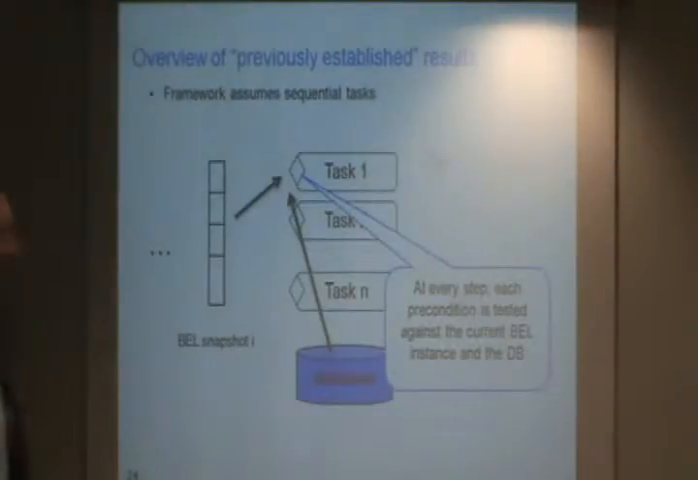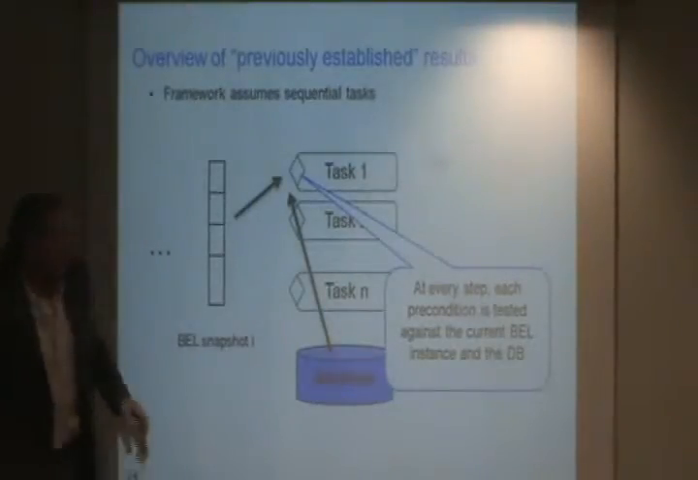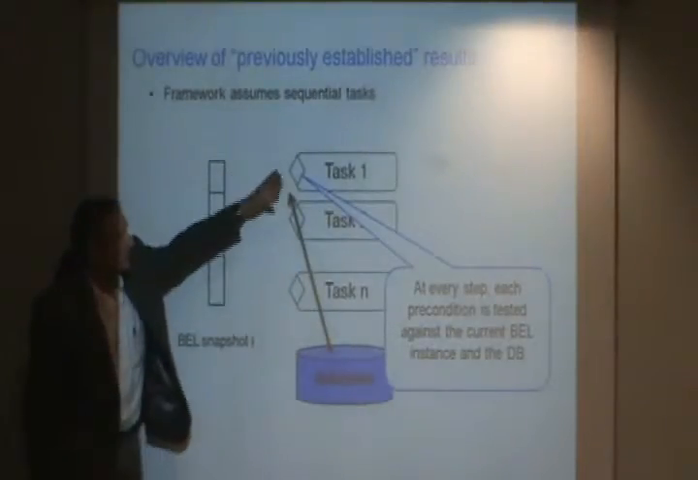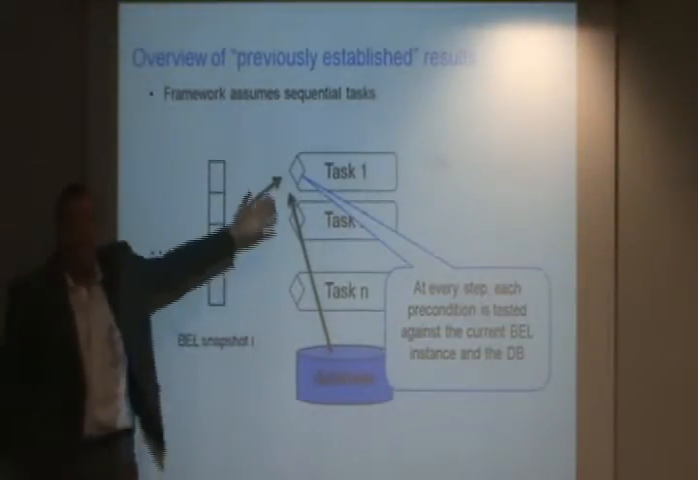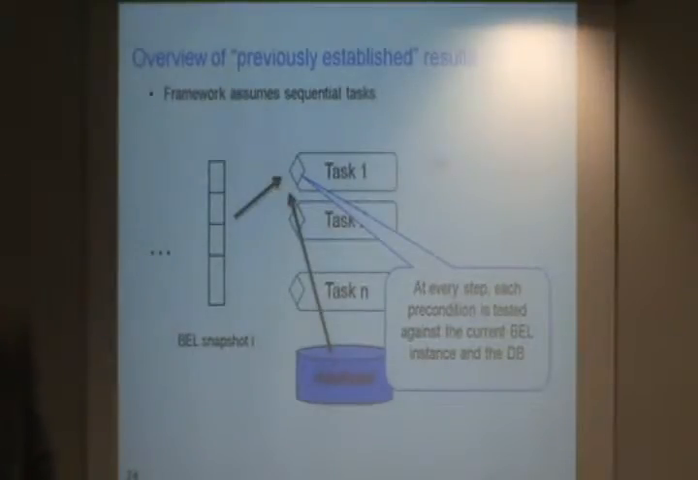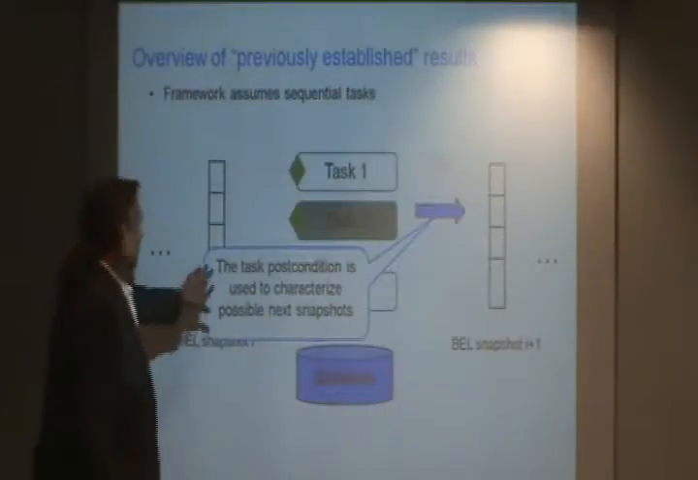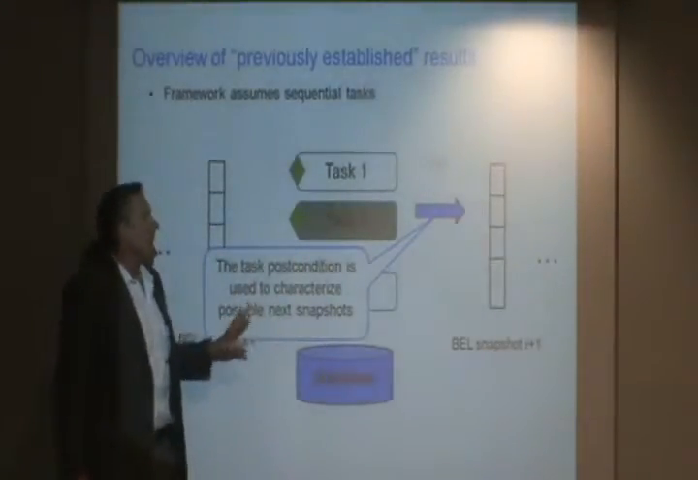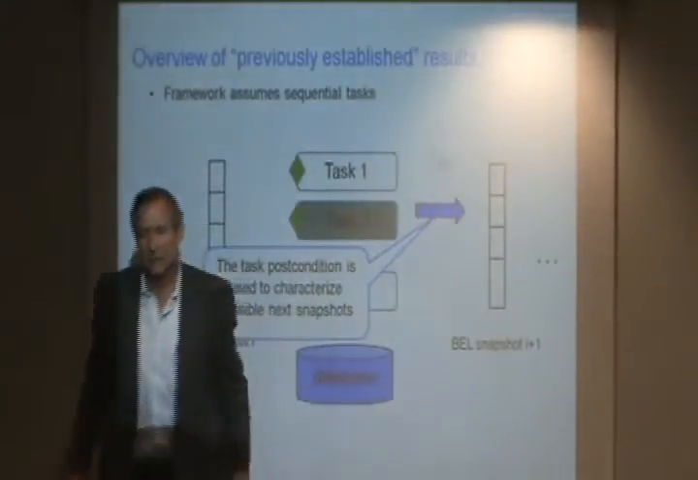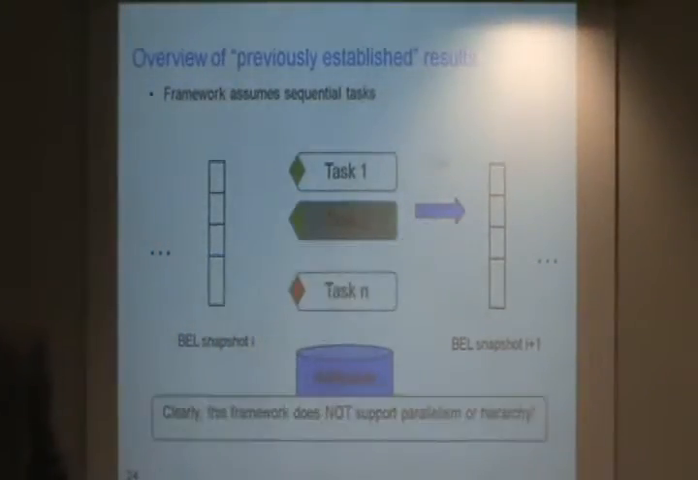Now, what happens is, at a given step, you test the preconditions to see which tasks might be eligible. It may be that 2 of them are eligible, say, or some number are eligible, some not. We non-deterministically pick one, and we execute. And once we execute it, then the task postcondition helps characterize the set of possible snapshots over there. So clearly there's no parallelism.